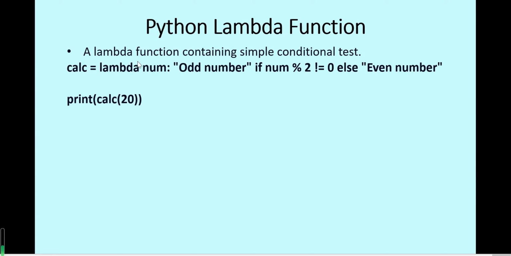So the next example is a Lambda function containing a simple conditional test. We can write a Lambda with the argument number. Inside the function, we can print odd number if the remainder of the number divided by 2 is not 0. Or else we can print even number. When we call this function, we can use print, then the Lambda function object, then pass 20 as the value to the argument.